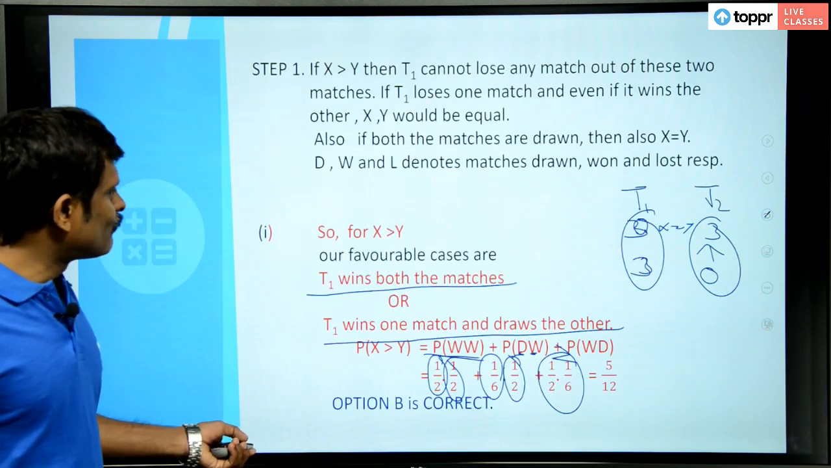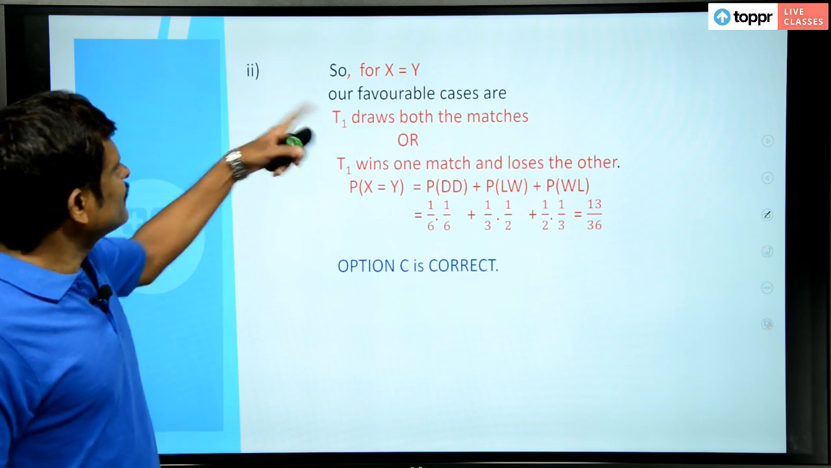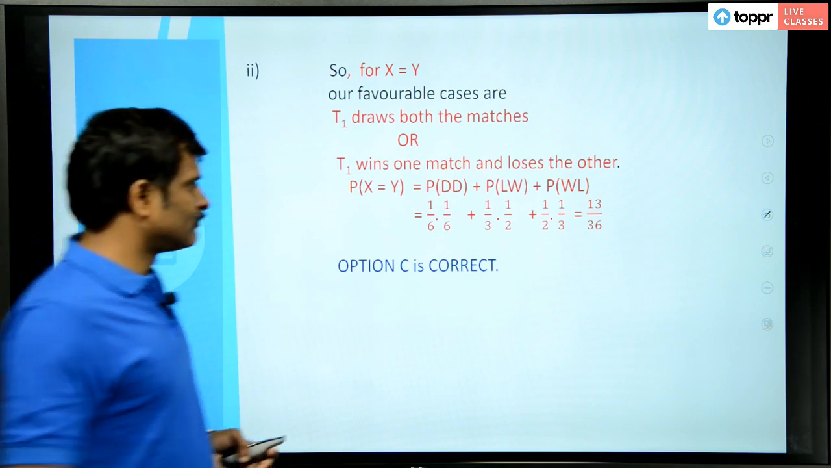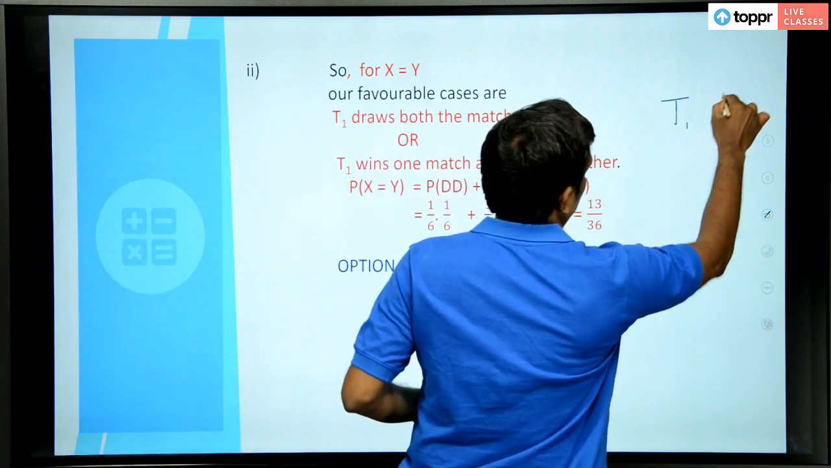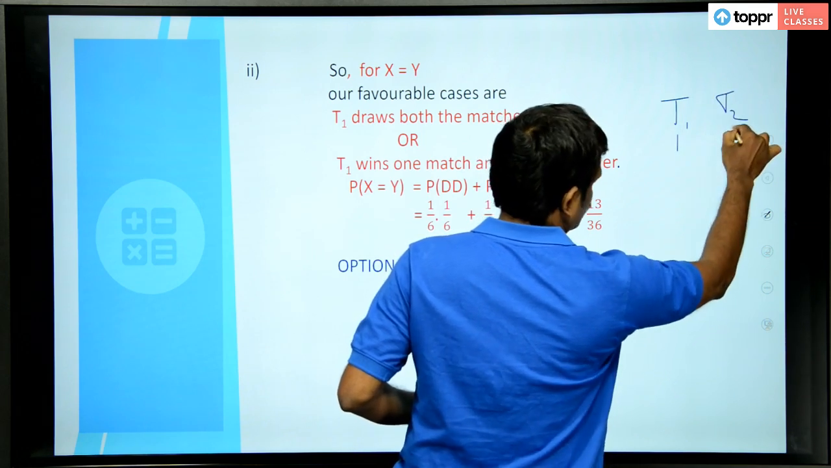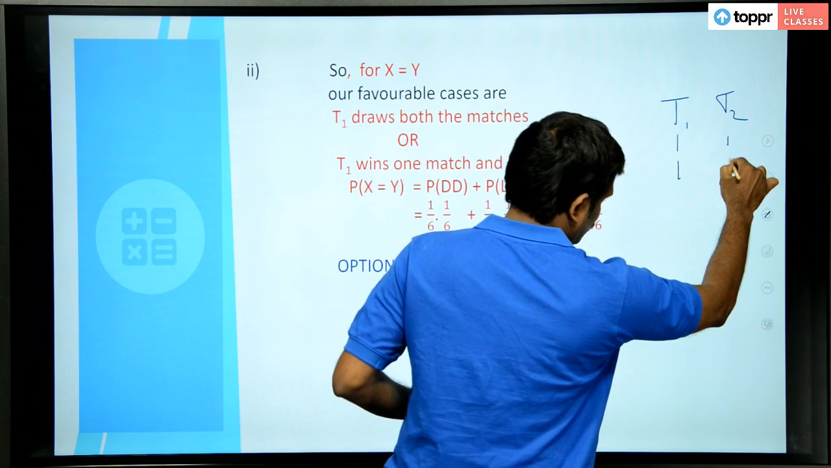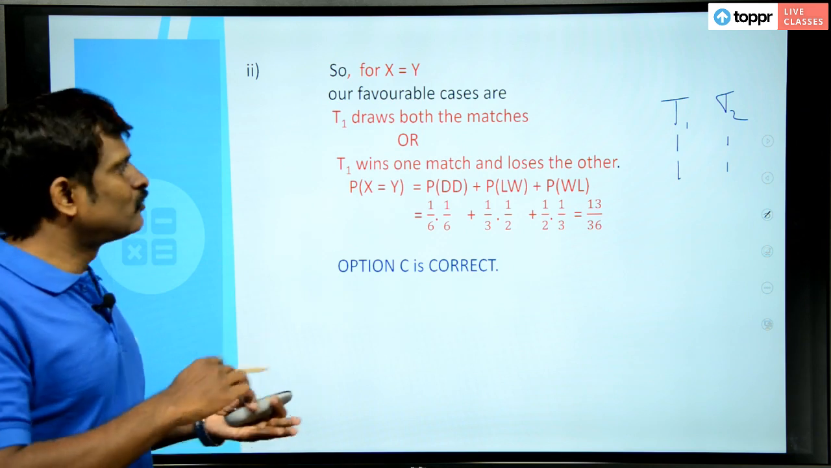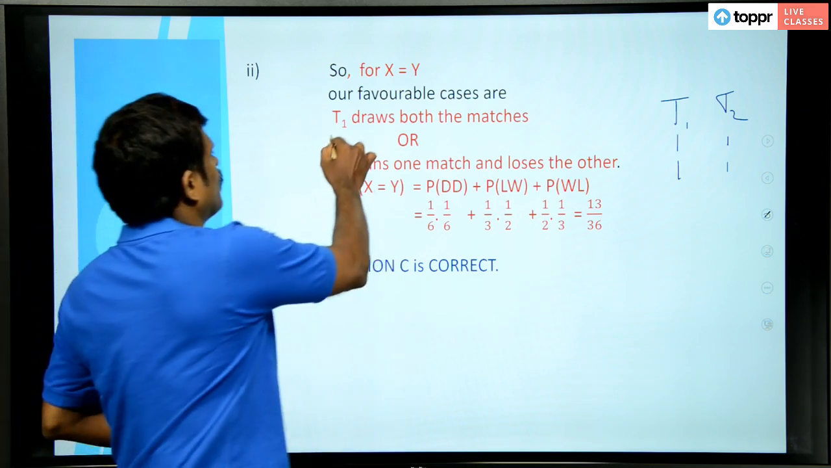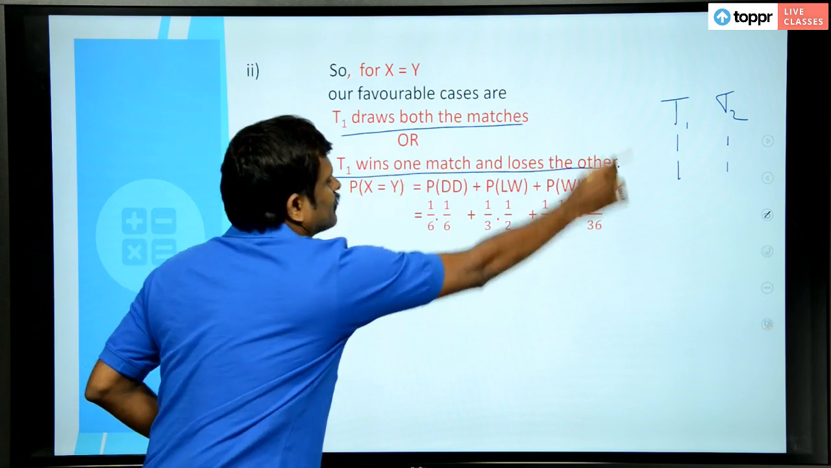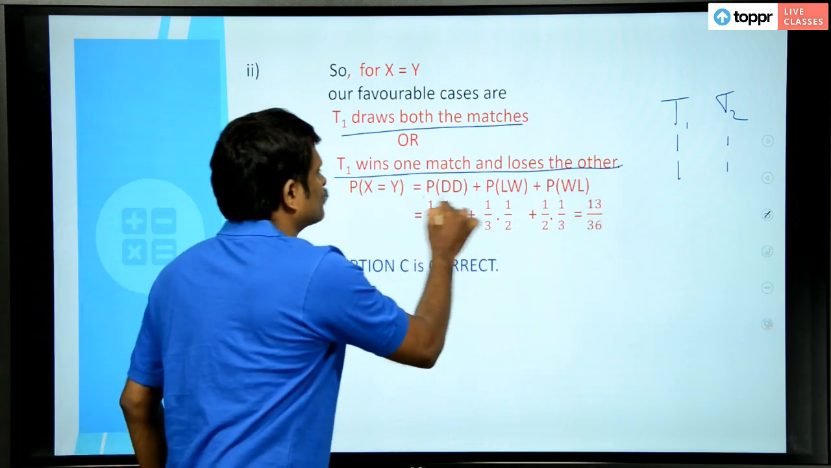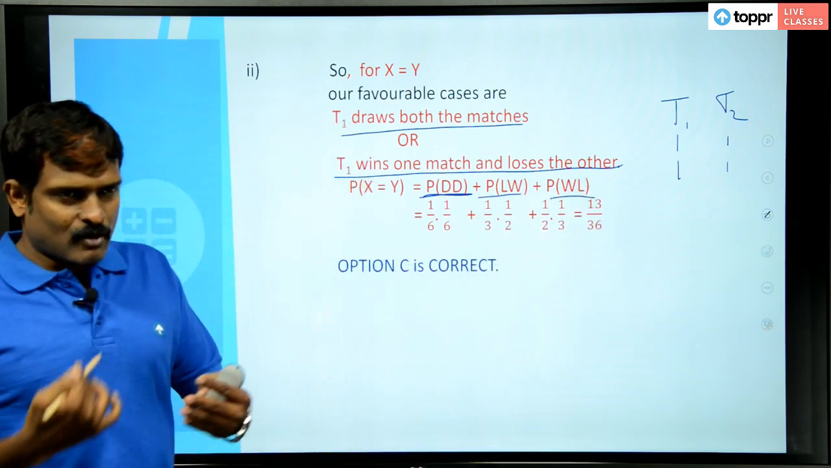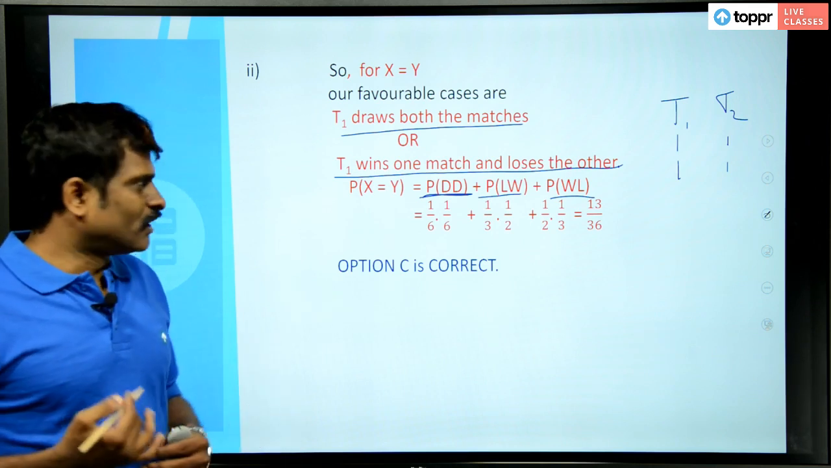Next, x is equal to y. We already discussed, right. T1 draws both the matches, means T1 and T2 draw the match, he also gets 1 mark, drawn match 1 mark, right, or losing one and winning one, then also they are equal. These are the 2 cases. So, drawing both the matches or winning one match and losing the other. So, again take those combinations, drawing both is only 1 and then losing and winning will be 2, like first lost and won the second match and then won the match and lost the match.